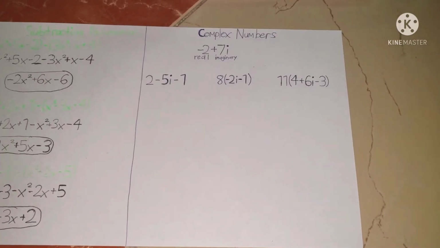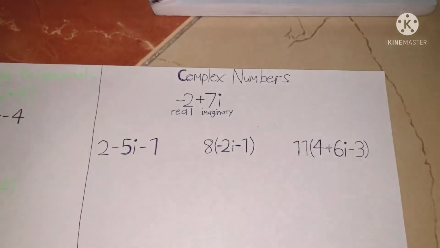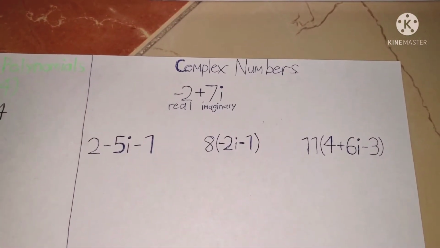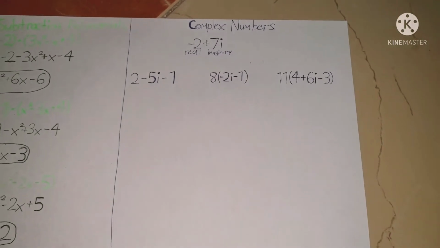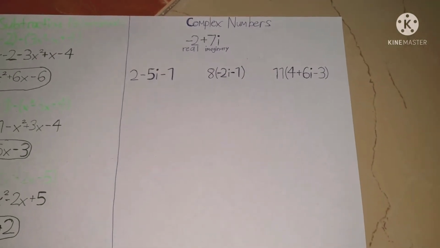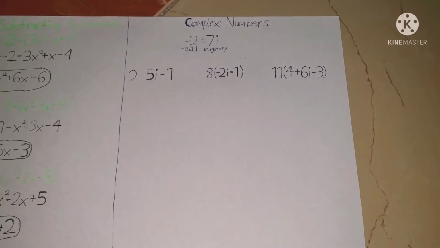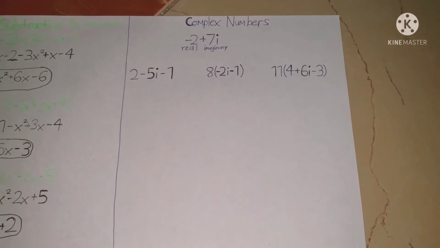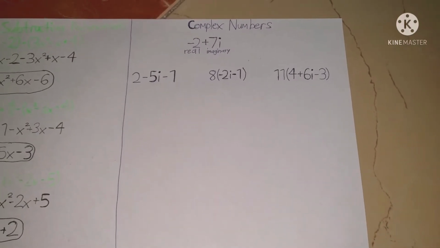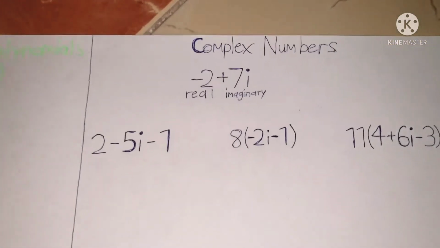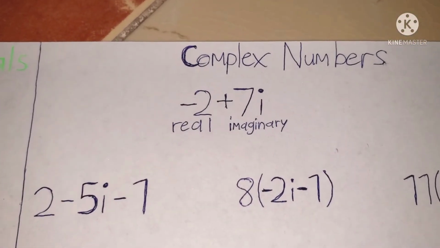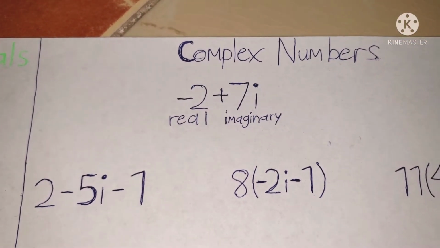What's up YouTube? In this video I'm going to be teaching you complex numbers. This is what I've taken in the second quarter, this quarter, and I find it really interesting because it's somehow different than the lessons that I've taken last quarter. So, this is what it's about. Complex numbers are different here. So, for example, negative 2 plus 7i.